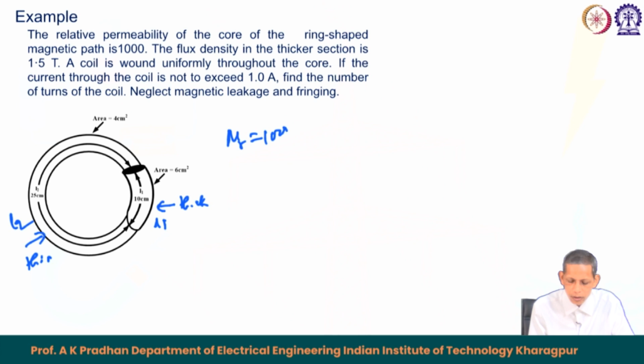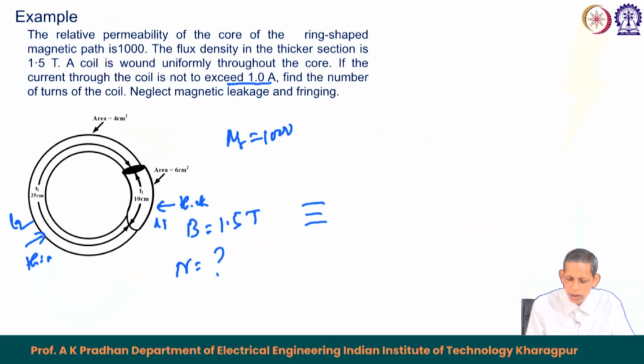The relative permeability of the core of the ring shaped magnetic path is 1000. So, mu r is 1000. The flux density in the thicker section is 1.5 Tesla, Weber per meter square. A coil is wound uniformly across the ring throughout the core. If the current through the coil is not allowed to exceed 1 ampere, find the number of turns of the coil. Neglect magnetic leakage and fringing.